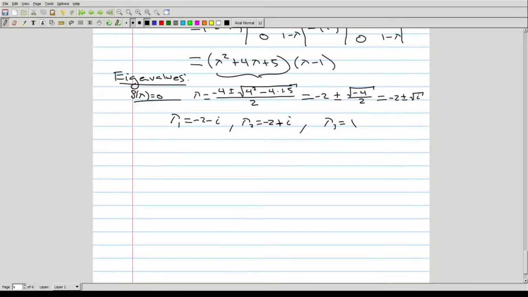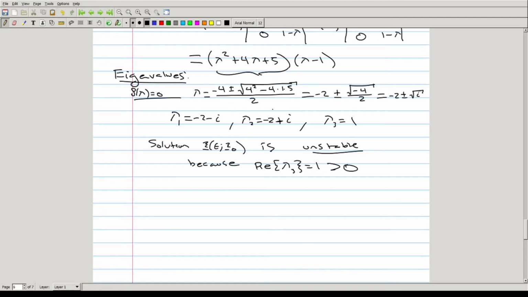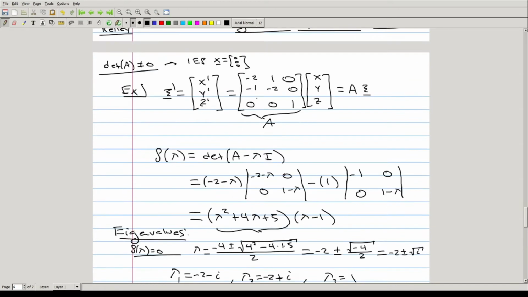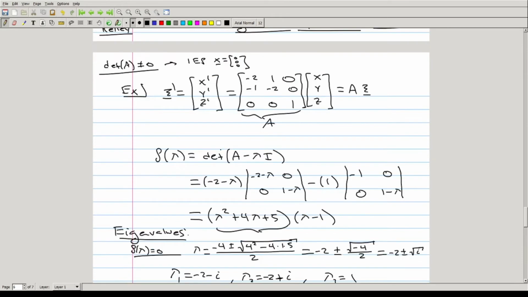Well, we have to conclude that the solution xi of t, with initial condition xi naught, is unstable because the real part of lambda 3 is equal to 1, which is positive, greater than 0. This is very, very strong. This gives us the ability to tell, in a general sense, what's going on with the solution of a general n-by-n system without even going through and solving it.